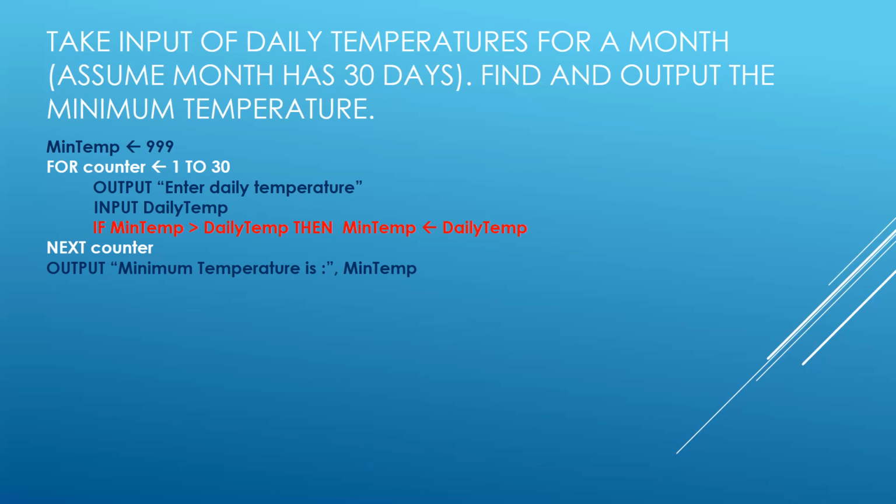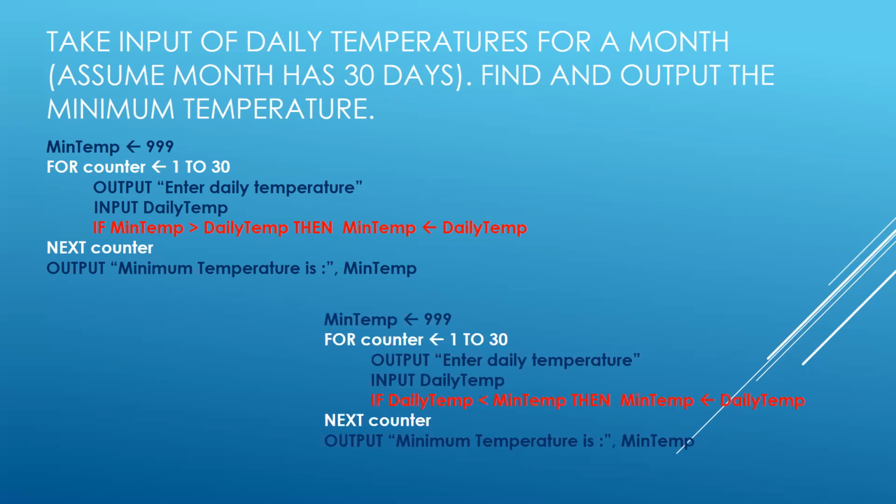In this manner, the number of times the loop is going to work will be 30. And once the loop is over, the min temp variable will be holding the minimum temperature for the whole month. And then you will be using output statements to output the minimum temperature. Are you clear? Any questions, any ambiguity?